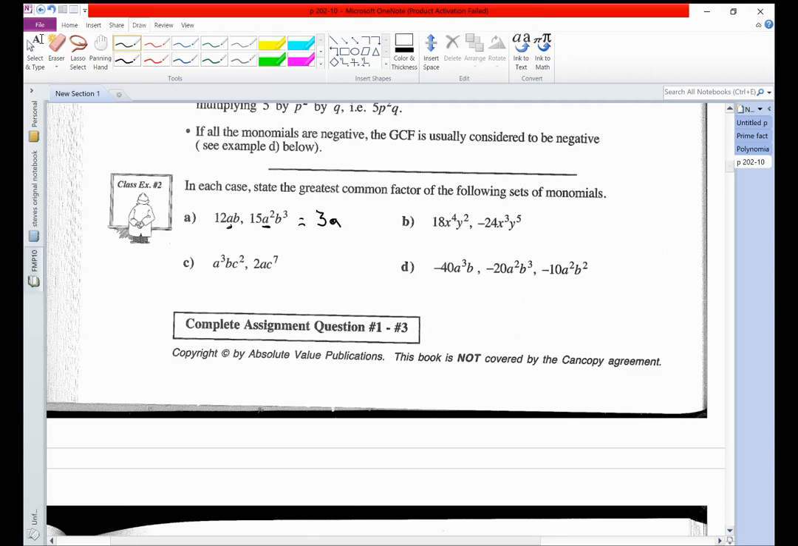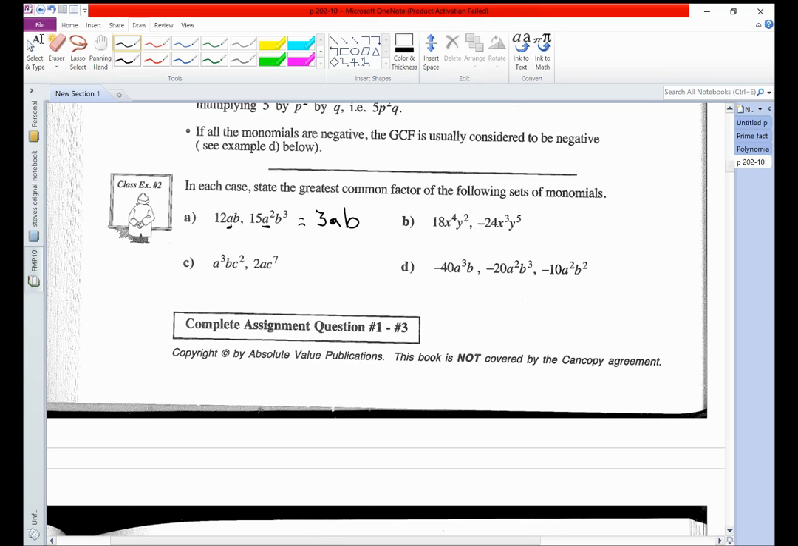And then the first term has 1 b, the second term has 3 b's, or b cubed, so they can also only give 1 b. They have to give up the same number of variables. That's the way I always think about it. What about the next one? 18x to the power of 4 y squared and negative 24 x cubed y to the power of 5.